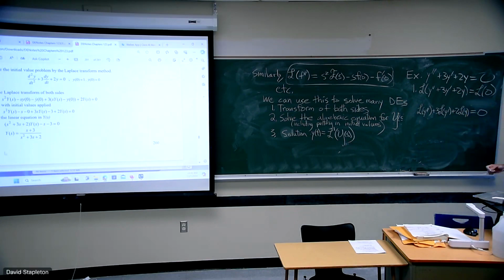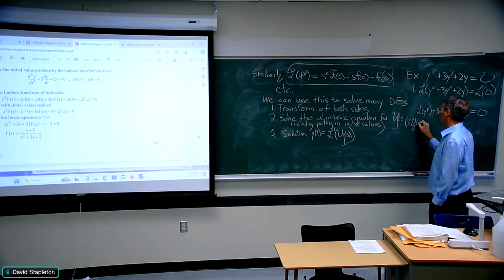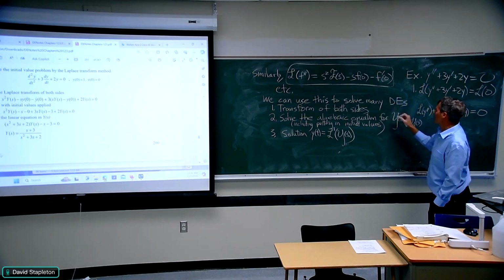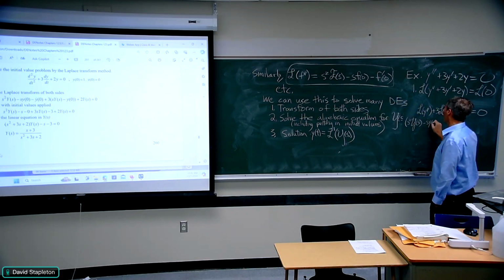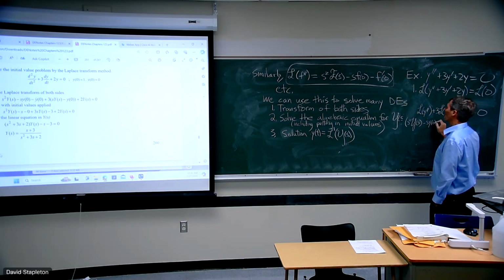There we go. And now what's the Laplace transform of y double prime? Well, by this theorem here, it has to be s squared times the Laplace transform of y, which is y of s, minus s times y of 0. That's the original function at 0, not the transform. Minus y prime of 0.